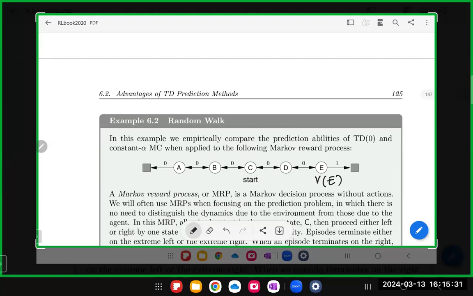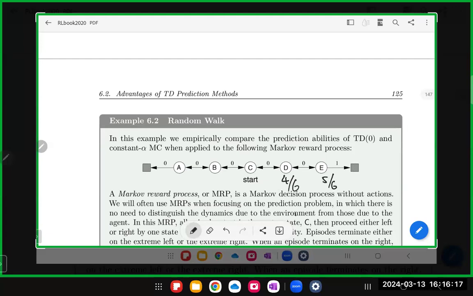No, right? Why? Because with probability half, you'll go here, and with probability half, you go to the left. So the value of E will be 1 into half, because with probability half you will go to the right, plus V of D into half. So if you write these things properly, you will get this value function. You can mathematically find that the value function of these states will be 1 by 6, 2 by 6, 4 by 6, etc.